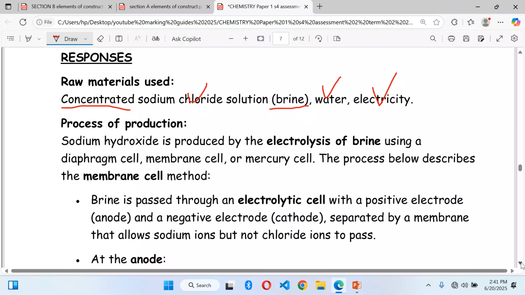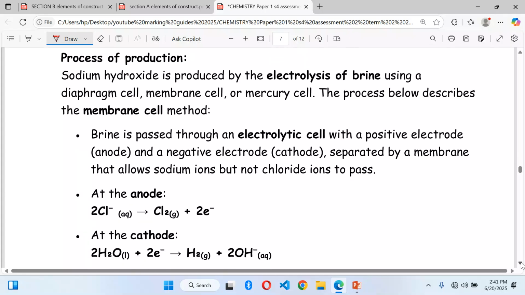From there we look at the process of production. I want us to go through this very fast. So we're saying that sodium hydroxide is produced by the electrolysis of brine using a diaphragm cell. Are we there? Diaphragm cell, membrane cell, and mercury cell can produce this.